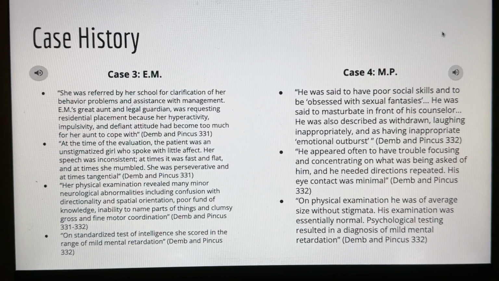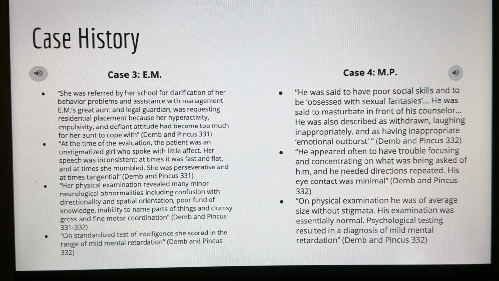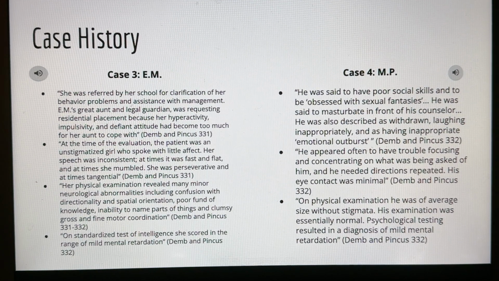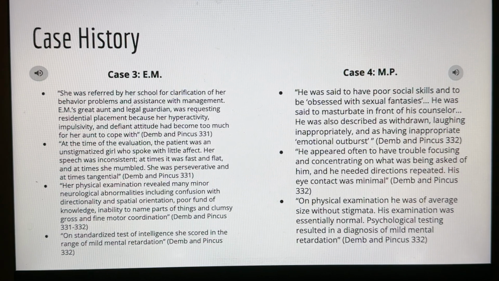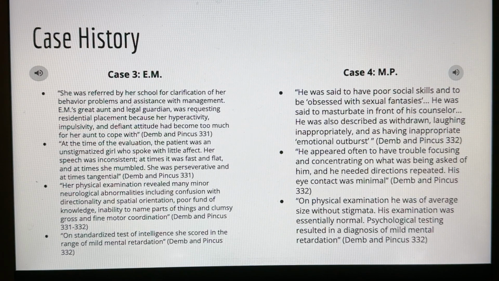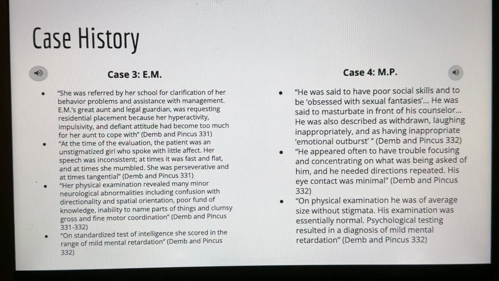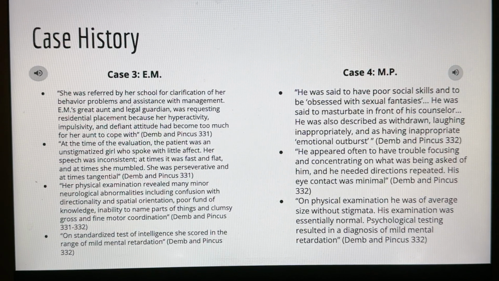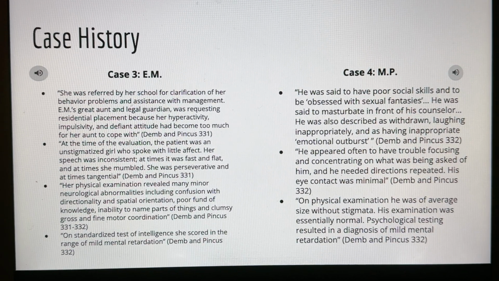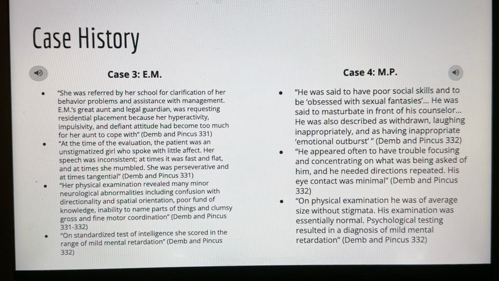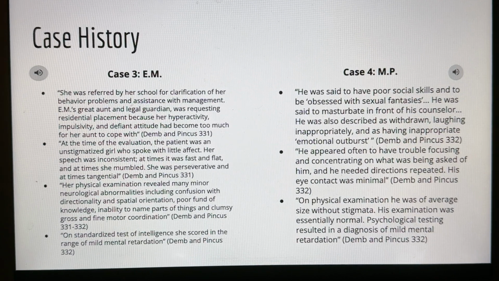Case 4, MP. He was said to have poor social skills and to be obsessed with sexual fantasies. He was said to masturbate in front of his counselor. He was also described as withdrawn, laughing inappropriately, and as having inappropriate emotional outbursts. He appeared often to have trouble focusing and concentrating on what was being asked of him, and he needed directions repeated. His eye contact was minimal, and on physical examination, he was of average size without stigmata. His examination was essentially normal. Psychological testing resulted in a diagnosis of mild mental retardation.